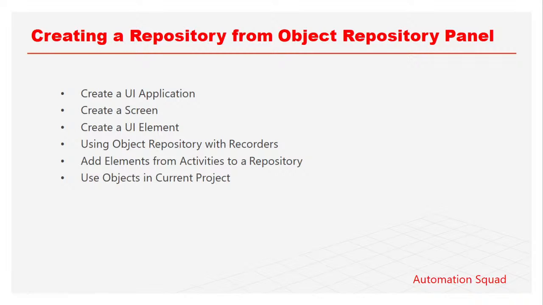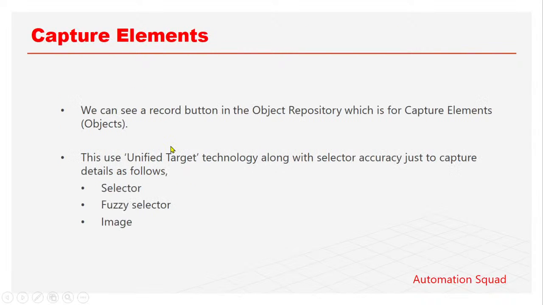Then creating UI elements. UI elements are our full or partial selectors, and using the recorders we can also capture the objects, similar to what I have shown you, capture element. From there we can capture everything from UI application to elements. Then we can add elements from an activity to the repository. If we miss recording or creating at first, we can also add elements in between and use the objects in current projects. I will show how to create an application and screen element, everything with the recorder as well. So let me jump on to the next slide.